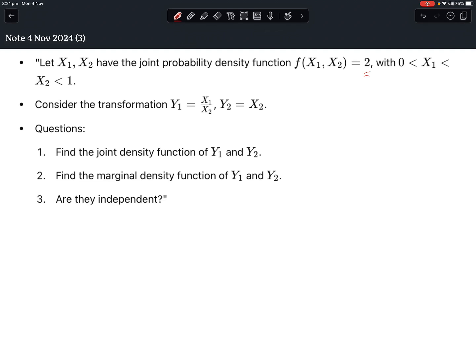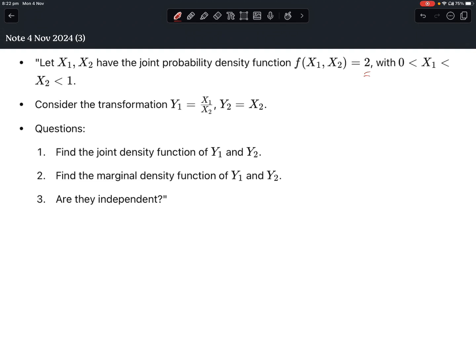The question asks us to accomplish three tasks. The first task is to find the joint density function of the variables Y1 and Y2. The second is to determine the marginal density function for each of Y1 and Y2 separately. Third, we have to determine whether Y1 and Y2 are independent of each other. With this in mind, let's dive in.